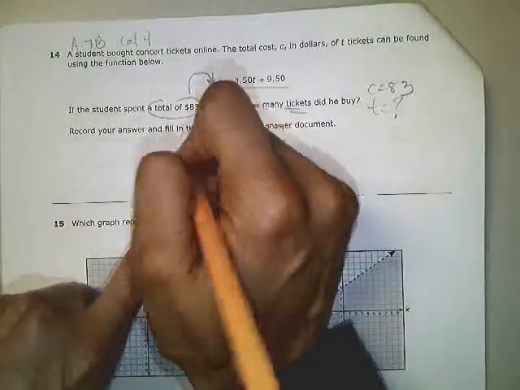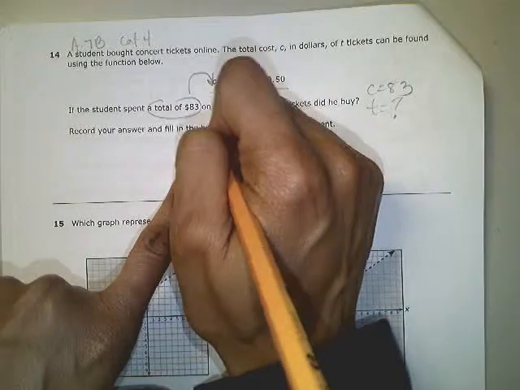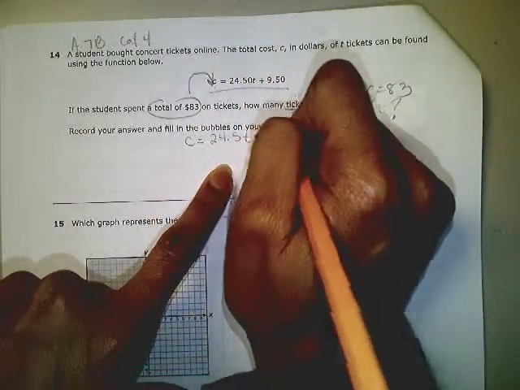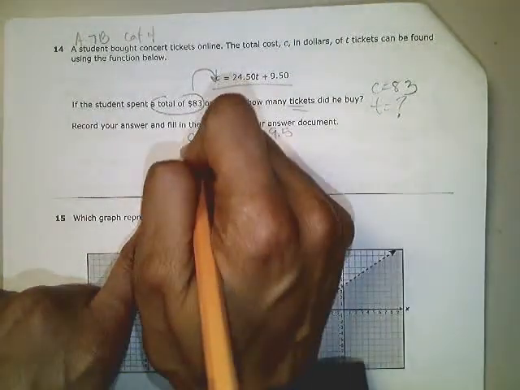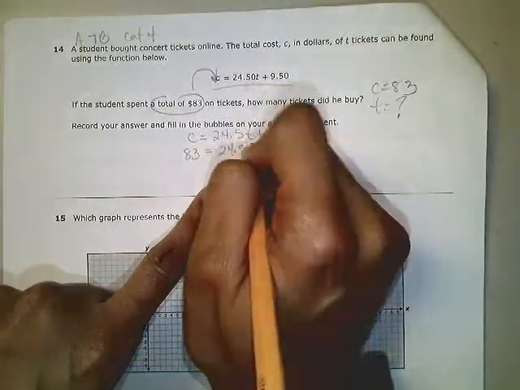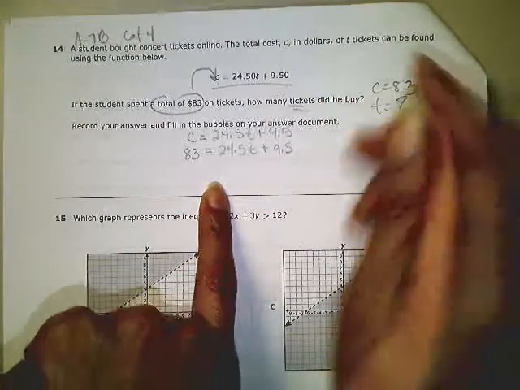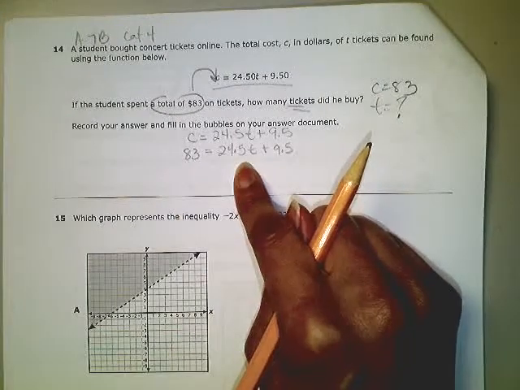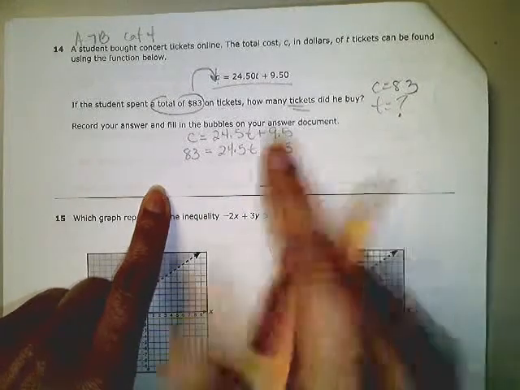All right, so I'm going to rewrite the original equation. I'm going to get rid of those zeros on the end because they're not necessary. C is 83 equals 24.5 T plus 9.5. This is just a two-step equation. I'm solving for T, so I need to isolate T. Don't be afraid of decimals, you have a calculator. So how do I isolate T? I need to subtract 9.5 from both sides.